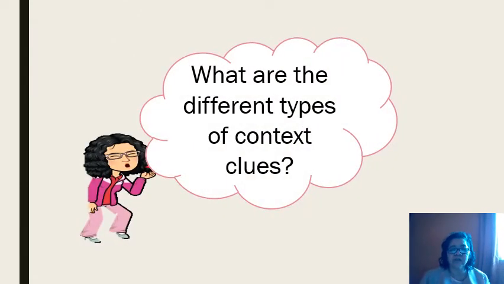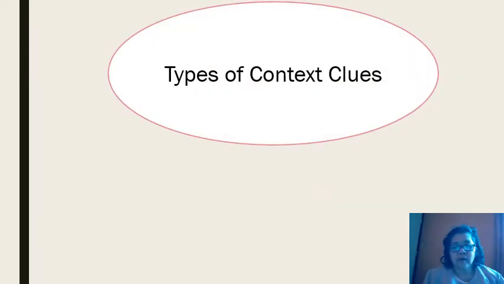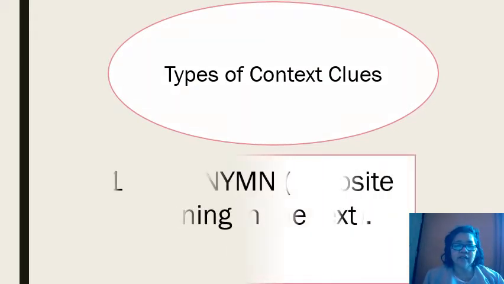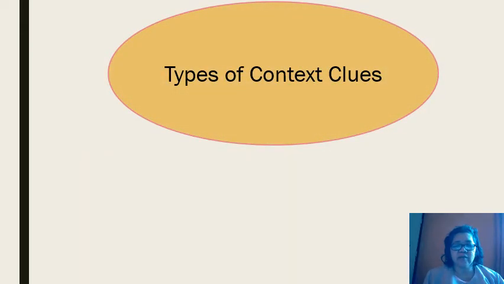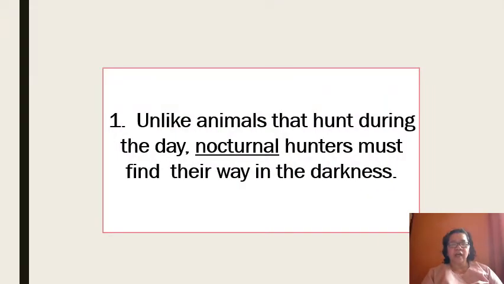Types of context clues. Here are the different types of context clues. One is antonym, which means opposite meaning in the text. An example of this type of context clue is: Unlike animals that hunt during the day, nocturnal hunters must find their way in the darkness. So what do you think is the meaning of the word nocturnal? What is the clue to the word?